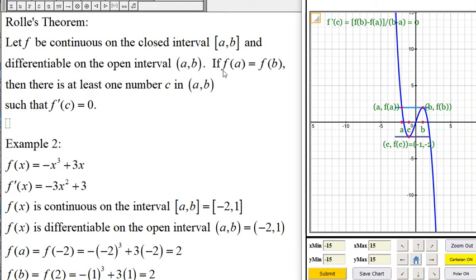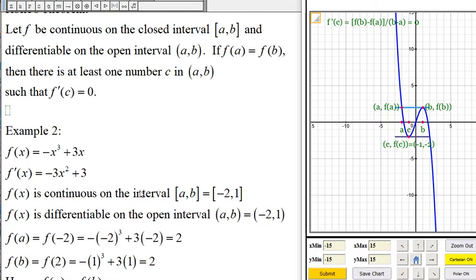One of the conditions in Rolle's theorem is that f(a) must equal f(b). So we need to verify that f(a) is equal to f(b). For f(a), where a is negative 2, so f(negative 2), we just go back to this function right here. In the place of x, put negative 2. And so negative 2 here, negative 2 here. And then simplify, we get 2. So f(a), or f(negative 2), is 2.